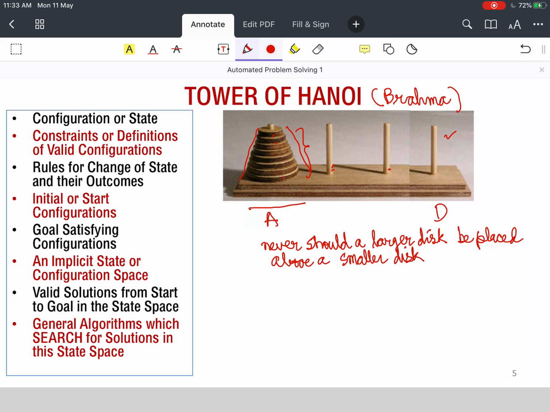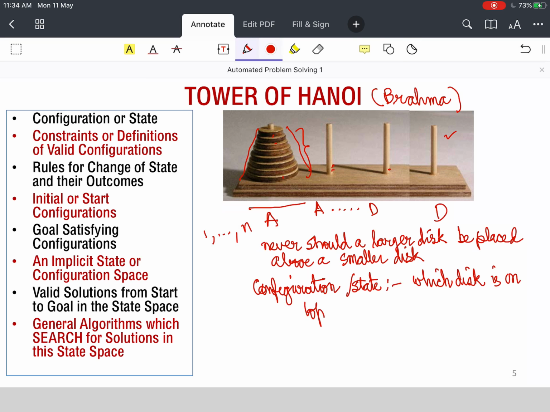So in this problem, we know what is the configuration. The configuration or state of this problem tells us that if there are disks numbered 1 to n and there are pegs numbered A to D, then the configuration will tell us which disk is on top of which disk on which peg.